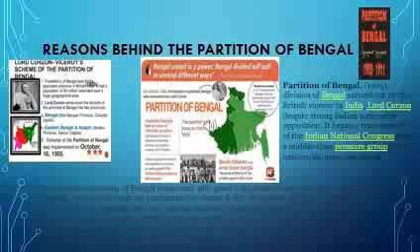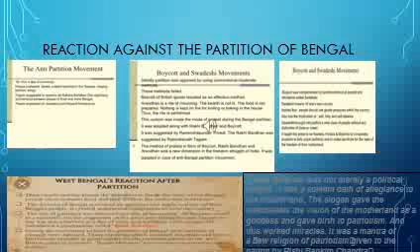The final division of Bengal at the partitioning of the subcontinent in 1947, which split Bengal into India in the west and East Pakistan, was accompanied by intense violence. The events of 1905 resulted in the anti-partition movement and the boycott and Swadeshi movements. Continuing with the second phase of the Indian national movement, we come to the segment Reaction Against the Partition of Bengal.